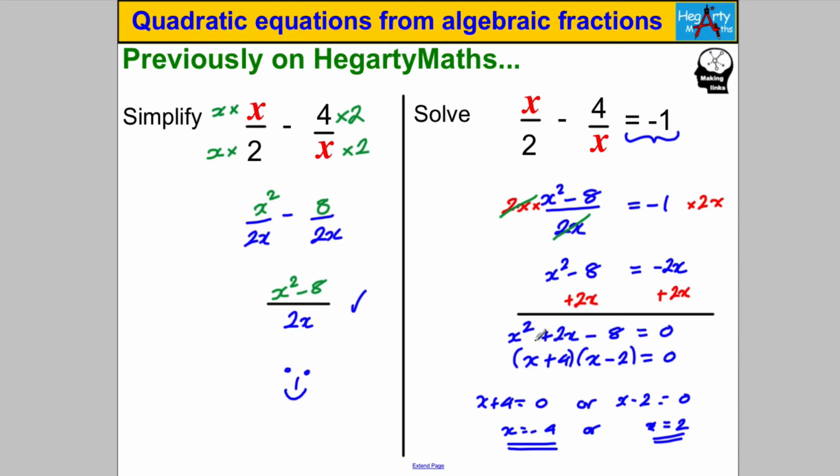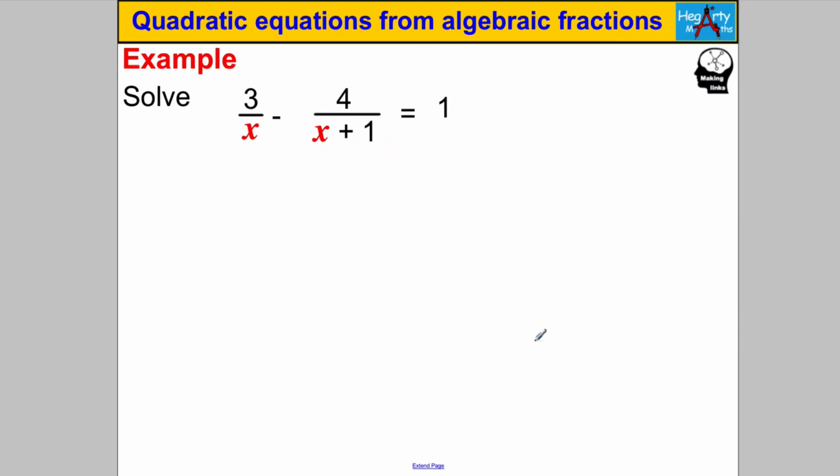Alright, so let's continue and have a go at some more. If you feel like you can, pause the video and have a go at this. Okay, I need to make them have the same denominators. So the easiest thing to do is multiply this by x add 1 on top and bottom. And this one I need to multiply by x on top and bottom. Okay, so that I've got a factor of x on the bottom and x plus 1 on the bottom. I should put a bracket around that.